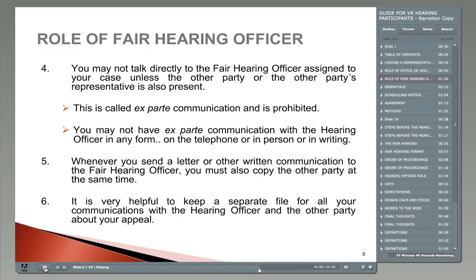Whenever you send a letter or other written communication to the hearing officer, you must copy the other party. Again, it's designed to keep the hearing process fair and to make sure that everybody's got the information they need to make their best decisions as the case moves forward. It's also very helpful and advisable to keep a separate file of all your communications with the hearing officer and the other party about your appeal. It'll help you to maintain the integrity of your own record, and that's going to be really important to you.